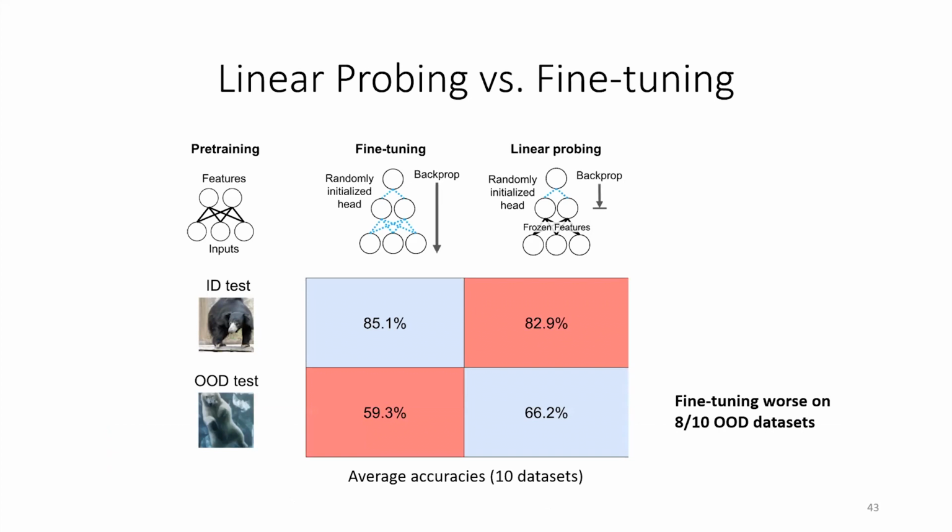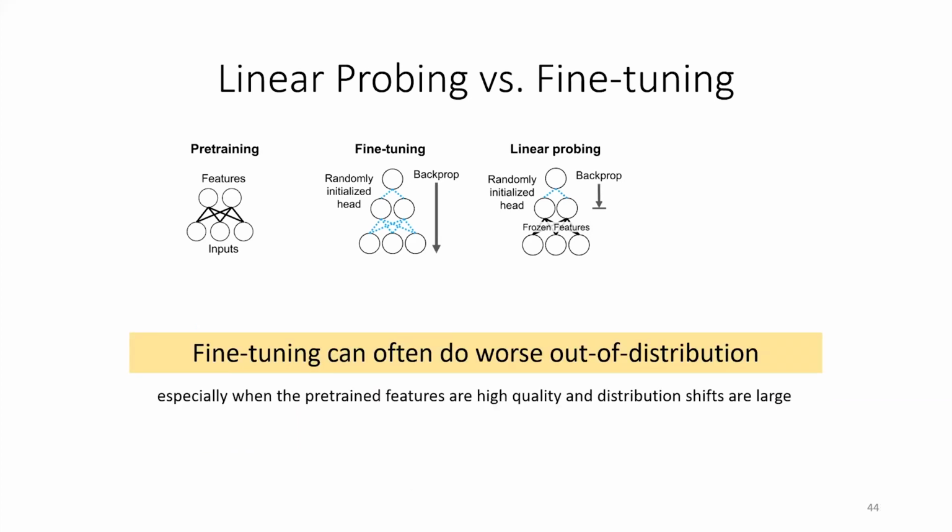But interestingly, when we look at the out-of-distribution test set, so when you look at data from different countries or different domains or future in time, fine-tuning often did worse. So this shows that the question of which method is better can be quite subtle, and we have to make sure we get our evaluation protocol straight when deploying these models. The takeaway here is that fine-tuning can do worse out of distribution than some of the other methods, especially when the pre-trained features are high quality and the distribution shift is large.